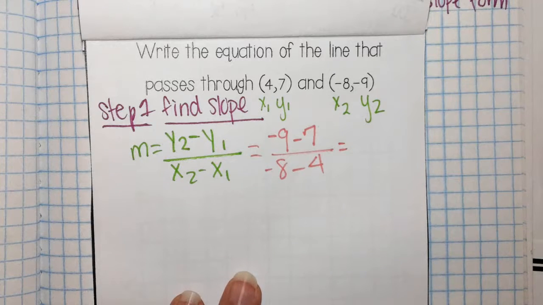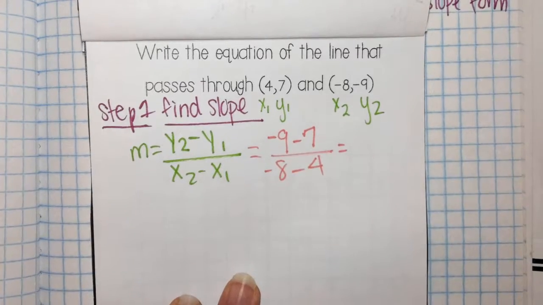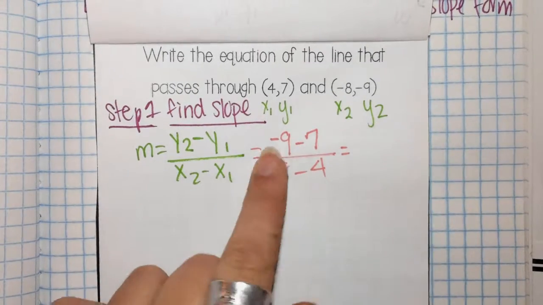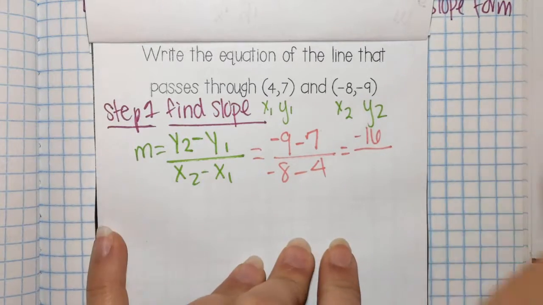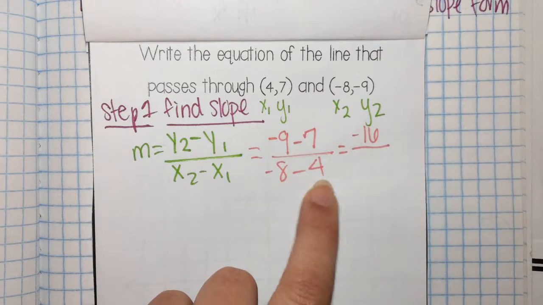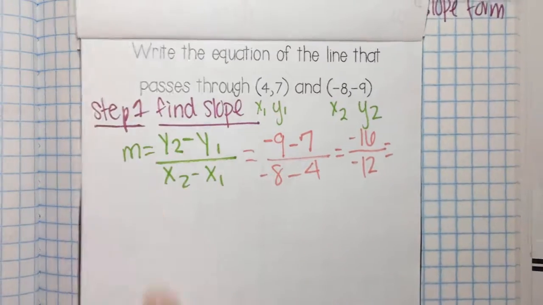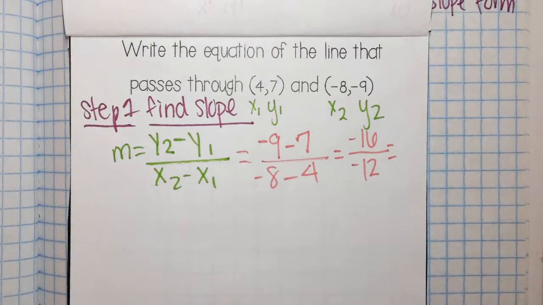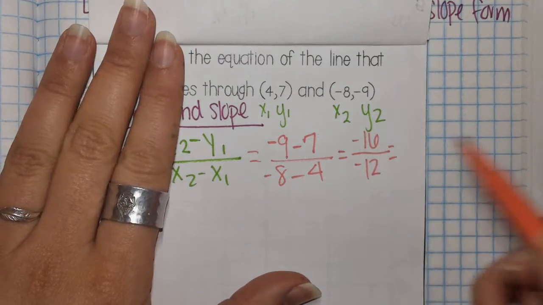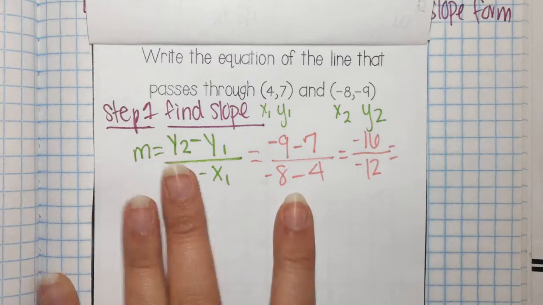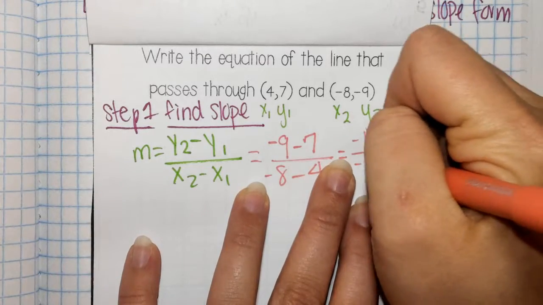Alright, what's negative 9 minus 7? No. Negative 9 minus 7. If you owe me $9, negative 16. And what's negative 8 minus 4? Negative 12. Now, a negative over a negative changes to a positive. Alright, so this becomes a positive, but does this reduce? Yes. What goes into both 16 and 12? 4. Take a point. That's negative 4 and then negative 3.